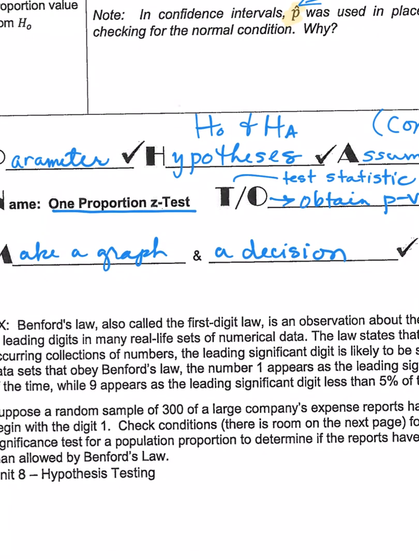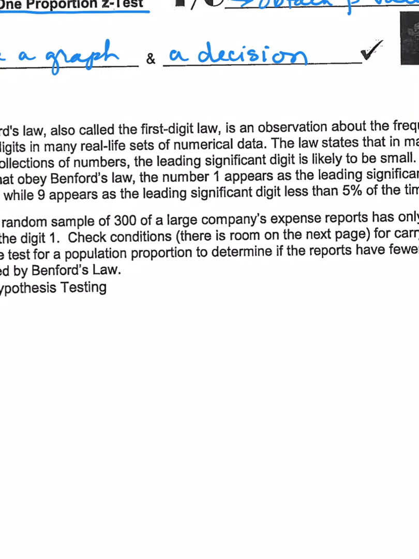So look at an example here. It says Benford's law, also called the first digit law, is an observation about the frequency distribution of leading digits in many real-life sets of numerical data. This is real statistical junk, guys. The law states that in many naturally occurring collections of numbers, the leading significant digit is likely to be small. For example, in data sets that obey Benford's law, the number 1 appears as the leading significant digit about 30% of the time, while 9 appears as the leading significant digit only about 5% of the time.